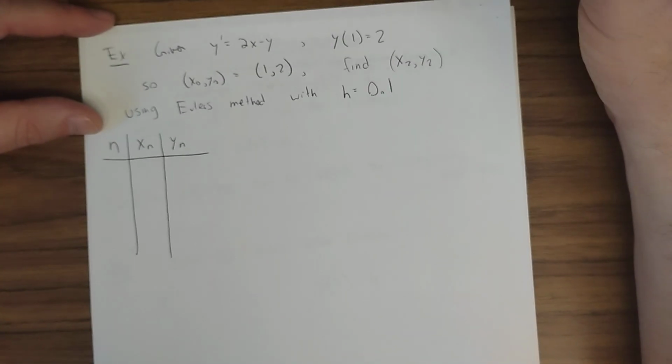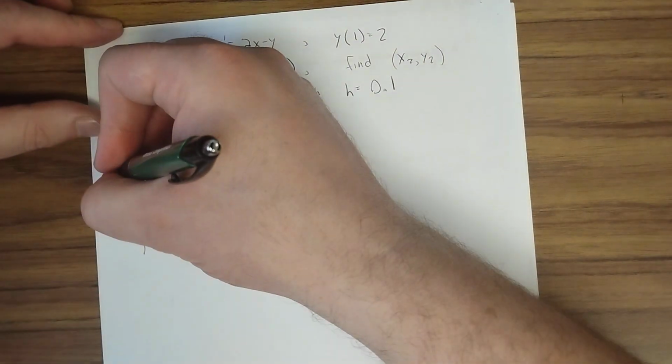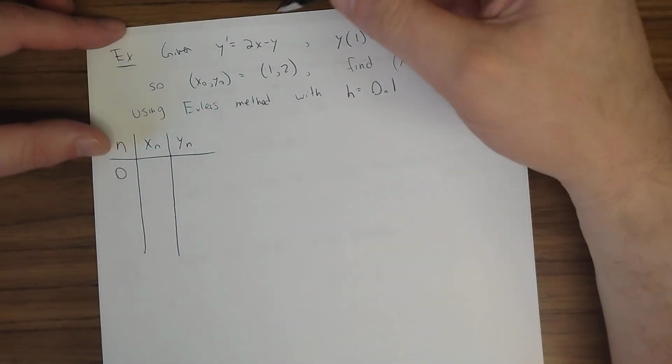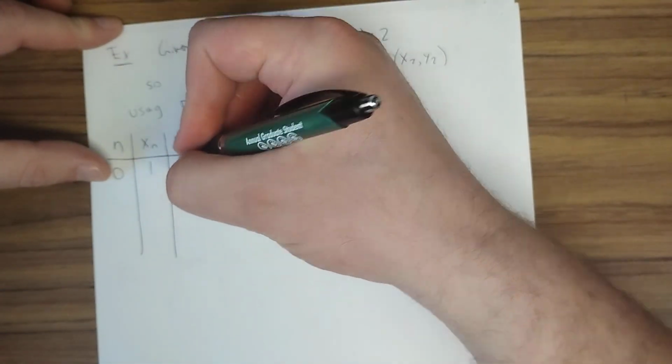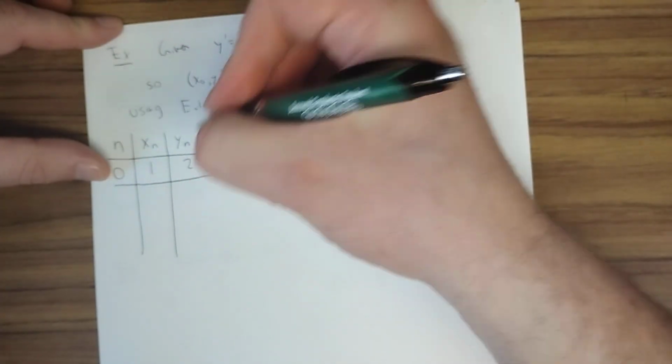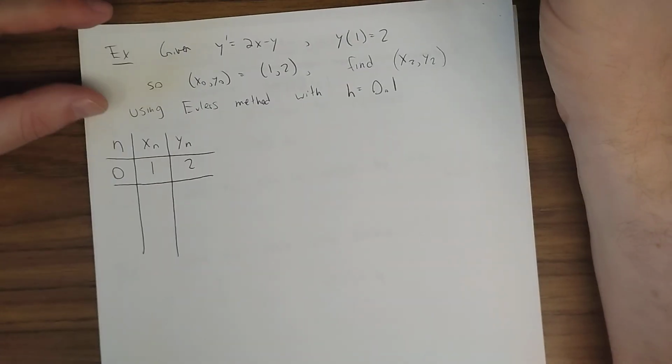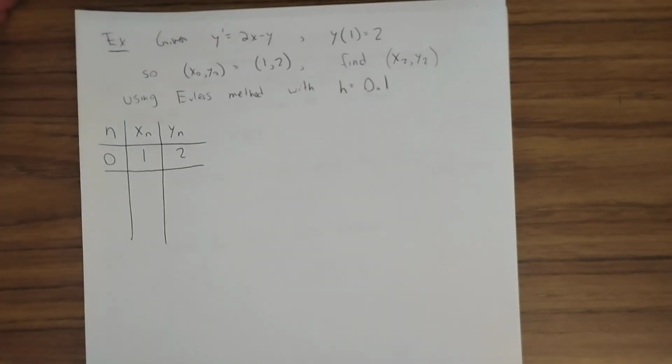So let's make a little chart. This is probably not strictly necessary, but let's do it. So x0, y0, that's given. Now we use the formula.